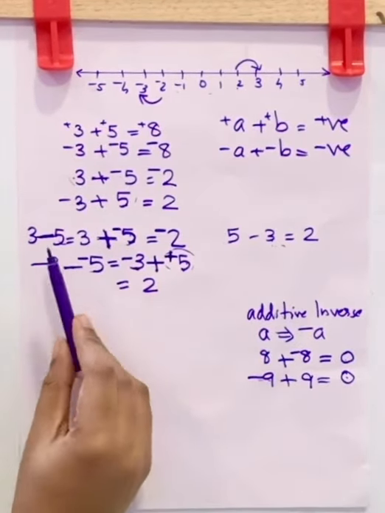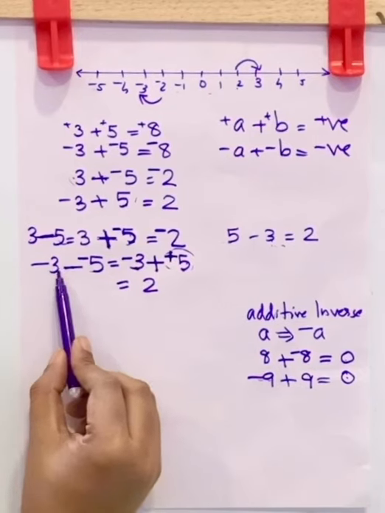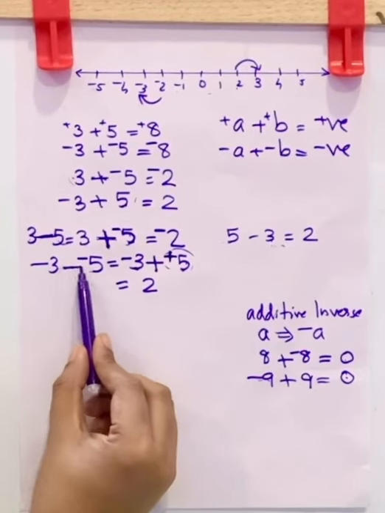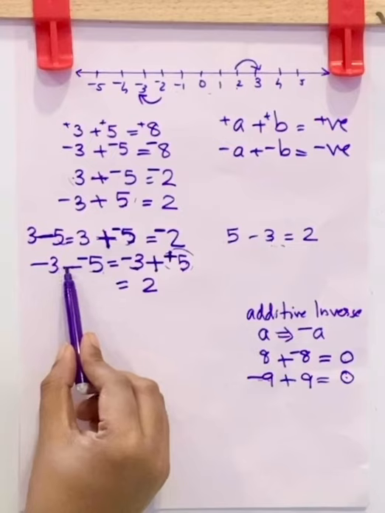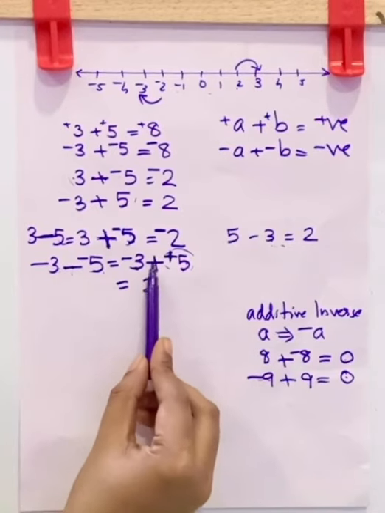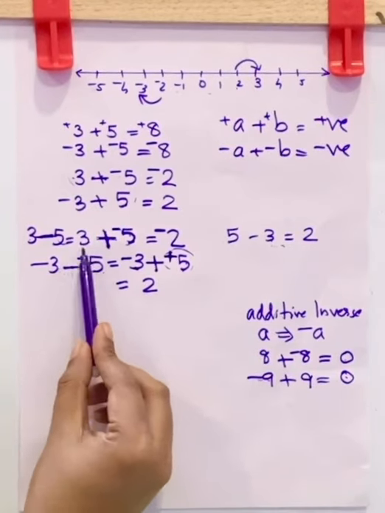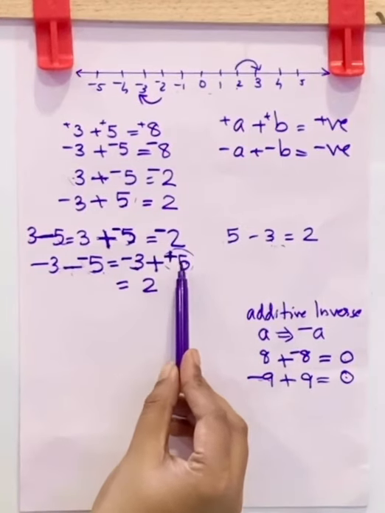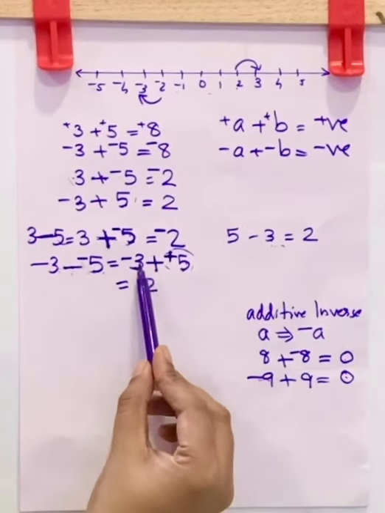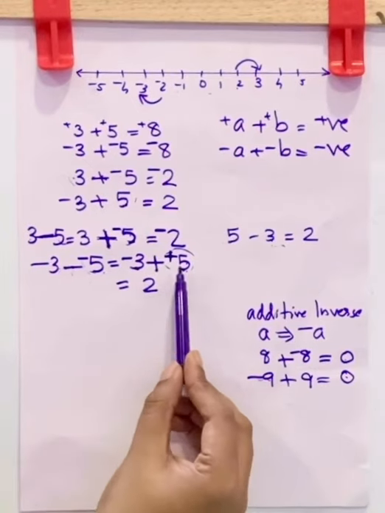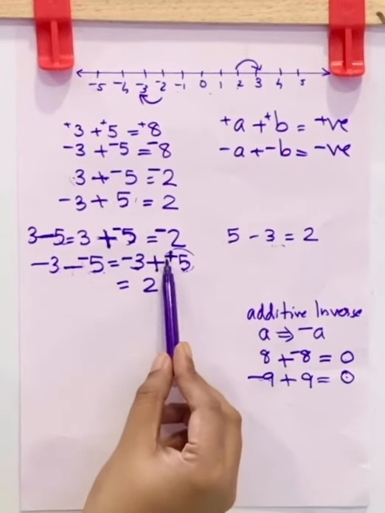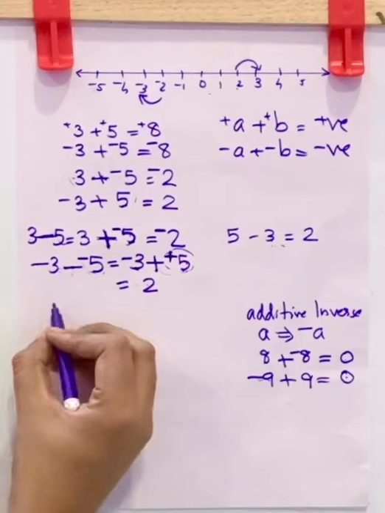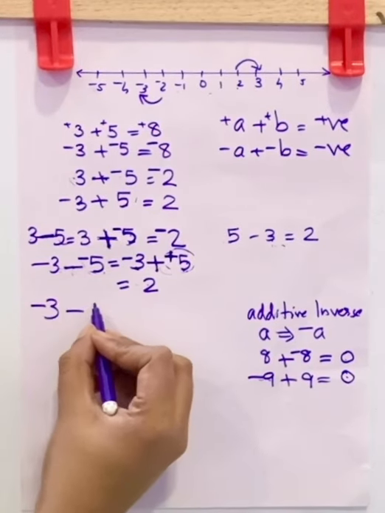So I will tell it once more. The question was minus 3 minus, or subtract, minus 5. The subtraction, you change it to addition and change the sign of minus 5. It becomes plus 5. The answer is: subtract smaller number from greater number and take the sign of the bigger number, that is plus 2.